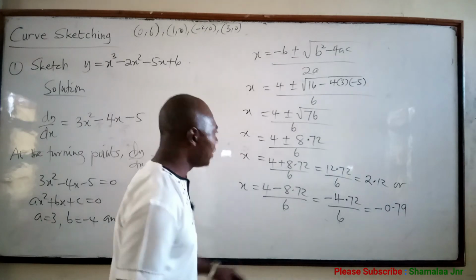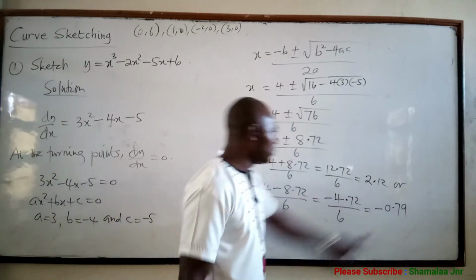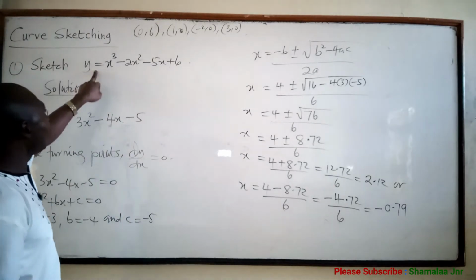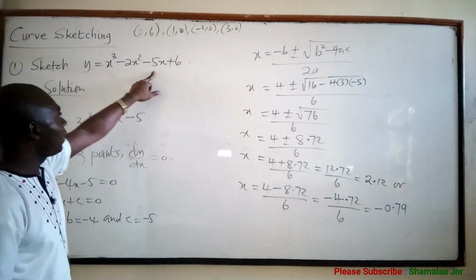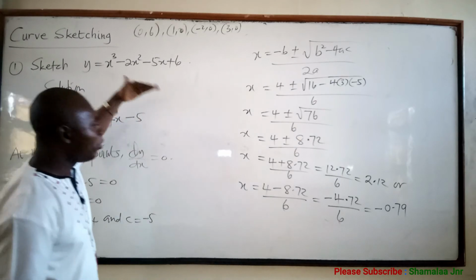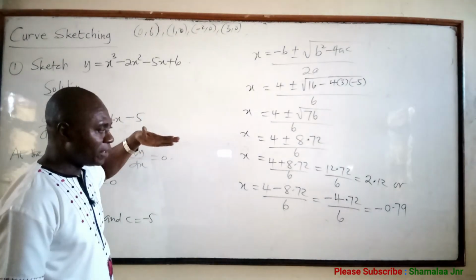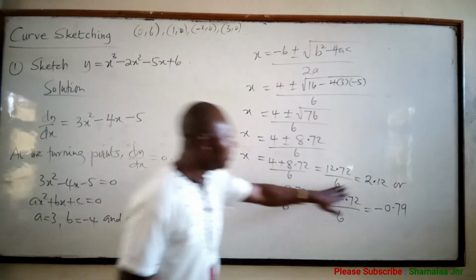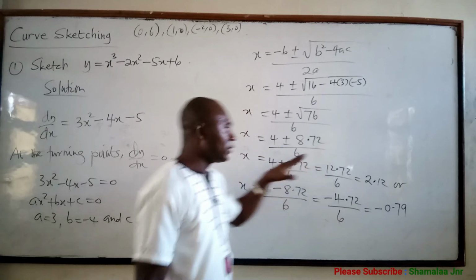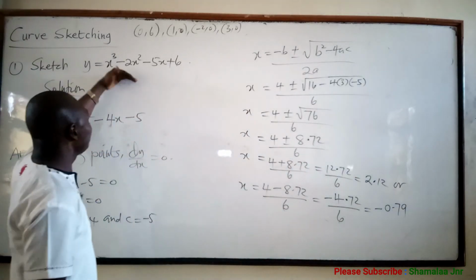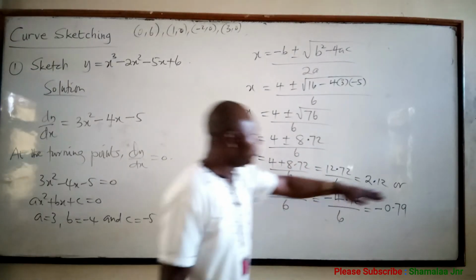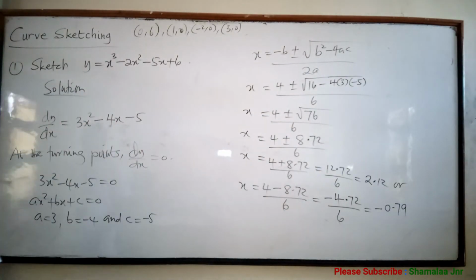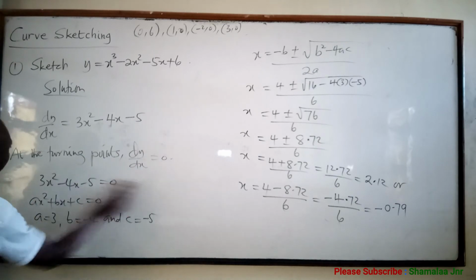So what you are going to do is put these values into y is equal to x cubed minus 2x squared minus 5x plus 6 to get the corresponding y values. Because you want to get the turning points. If these are the x coordinates of the turning points, we want the y coordinates of the turning points. So there's a need to put these into this y equal to this. Okay, so let me clean this.